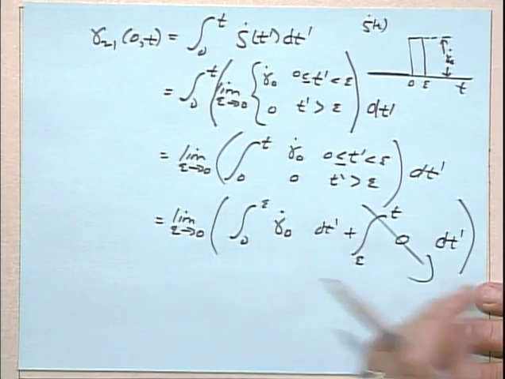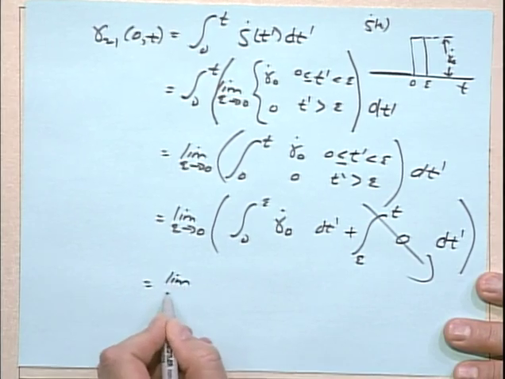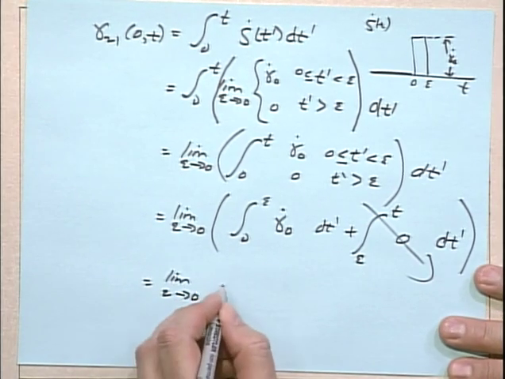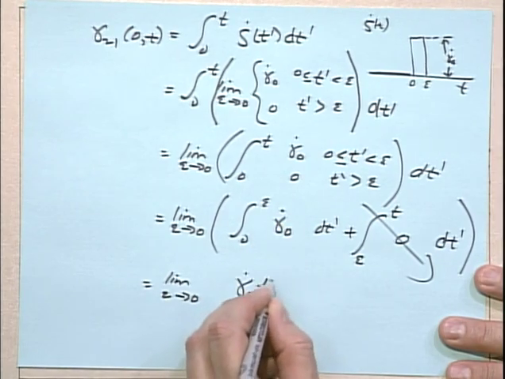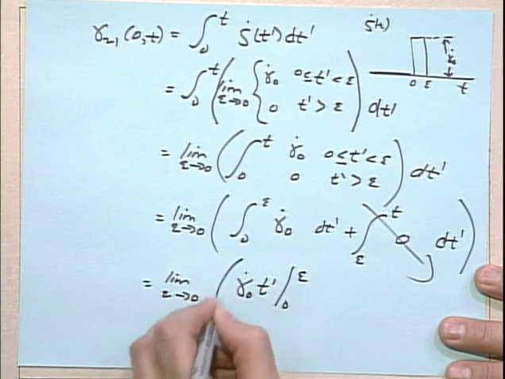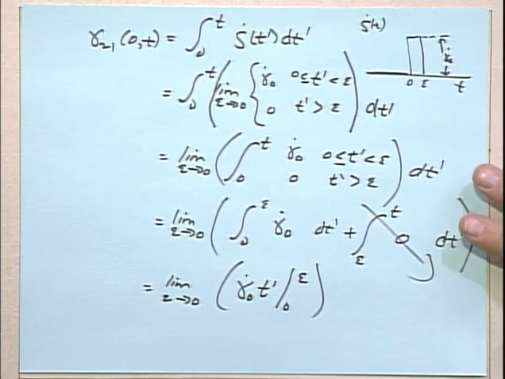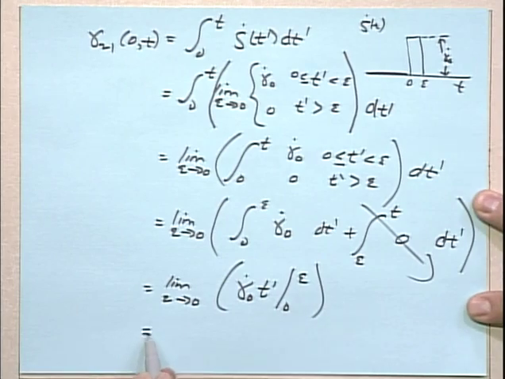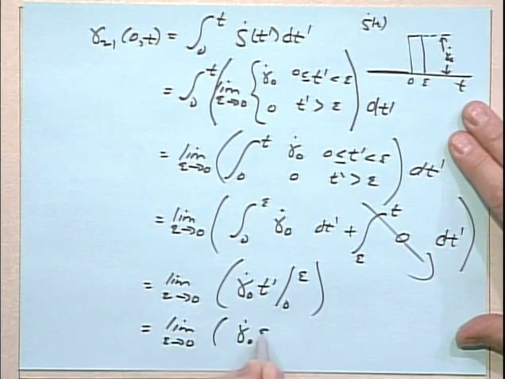Integral of 0 is 0, so that one doesn't matter. And so we get the limit as epsilon goes to 0 of the integral of a constant, so we get the constant times the variable evaluated between the limits. And so we get the limit of epsilon going to 0 of gamma dot naught epsilon minus 0.